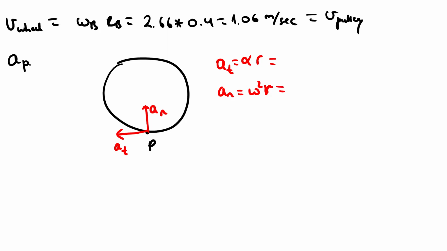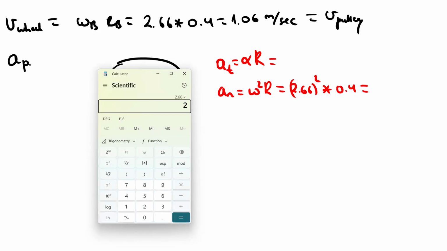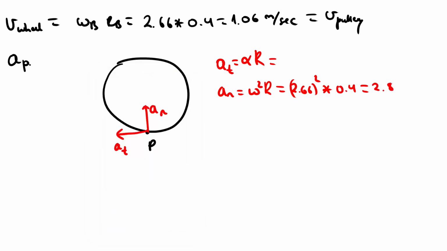First, omega squared r is easy because everything is known. The omega is 2.66 squared, times the radius, which is 0.4, so 2.66 times 2.66 times 0.4, which is 2.83 meters per second squared. Okay, that's for the normal acceleration, and the other one will be alpha into r.